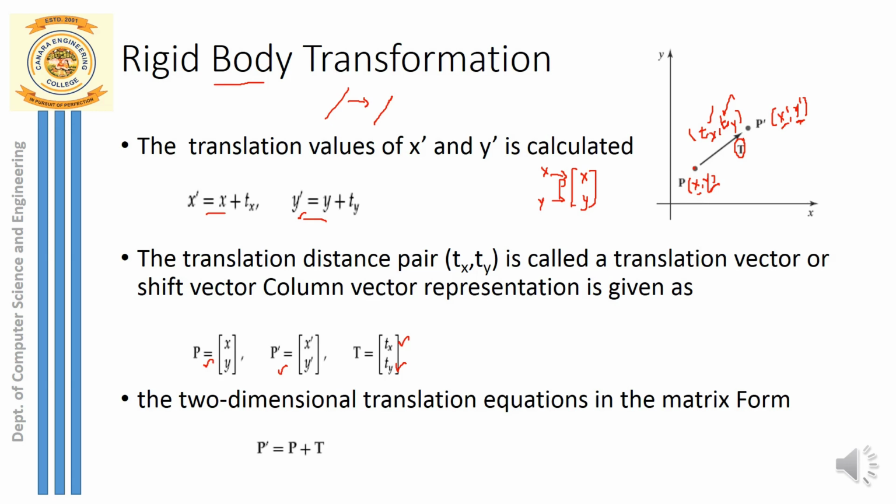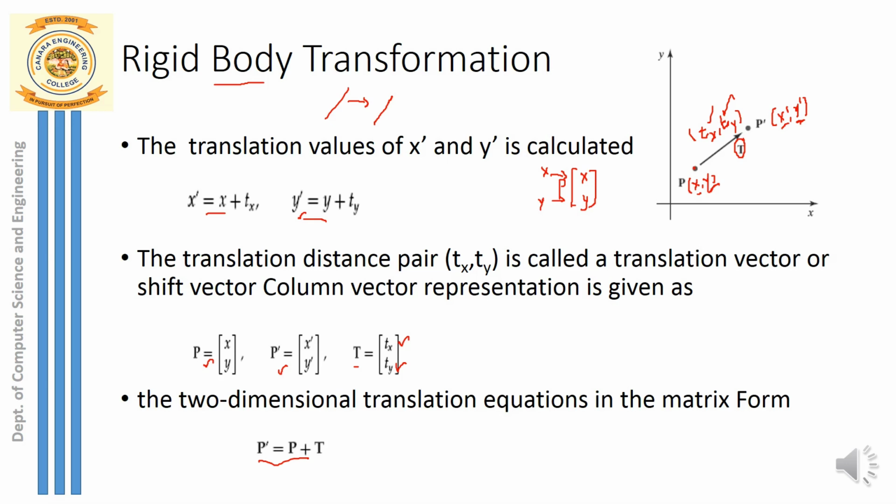Now can I write a general equation to define this translation? How do I translate point P to a new position P dash? By applying the displacement or translation T. I can just add this translation to the old point in order to obtain the new point. So a new point P dash is obtained by adding the translation factors to the old point P. This is our general equation for translation.